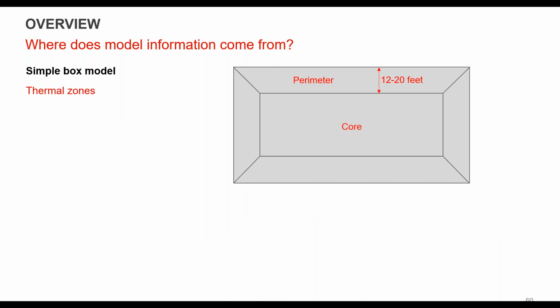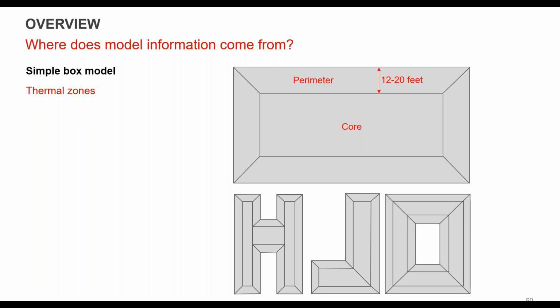And so what would your zoning look like early on in these simple box models, or a simple concept design? You might just have very simple perimeter core zoning, using typical rules of thumb, like an average 15-foot perimeter depth. Might have lots of different shapes and geometry of what that might look like. But again, at this stage, it's probably very simple. You're not trying to get too detailed because you don't have a whole lot of information at this point. So you're trying to just capture the fact that those different thermal zones are going to have different load profiles through the course of the day and the course of the year.